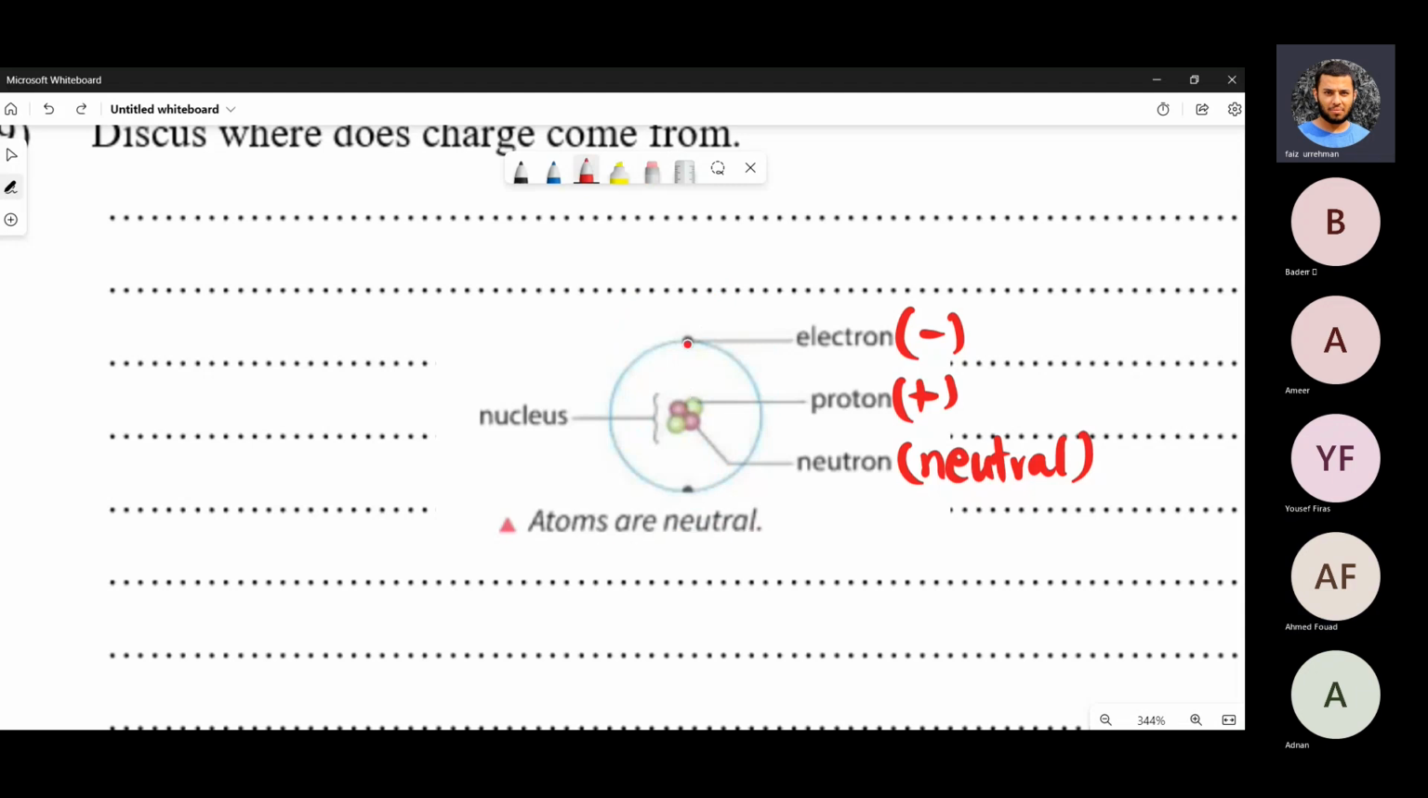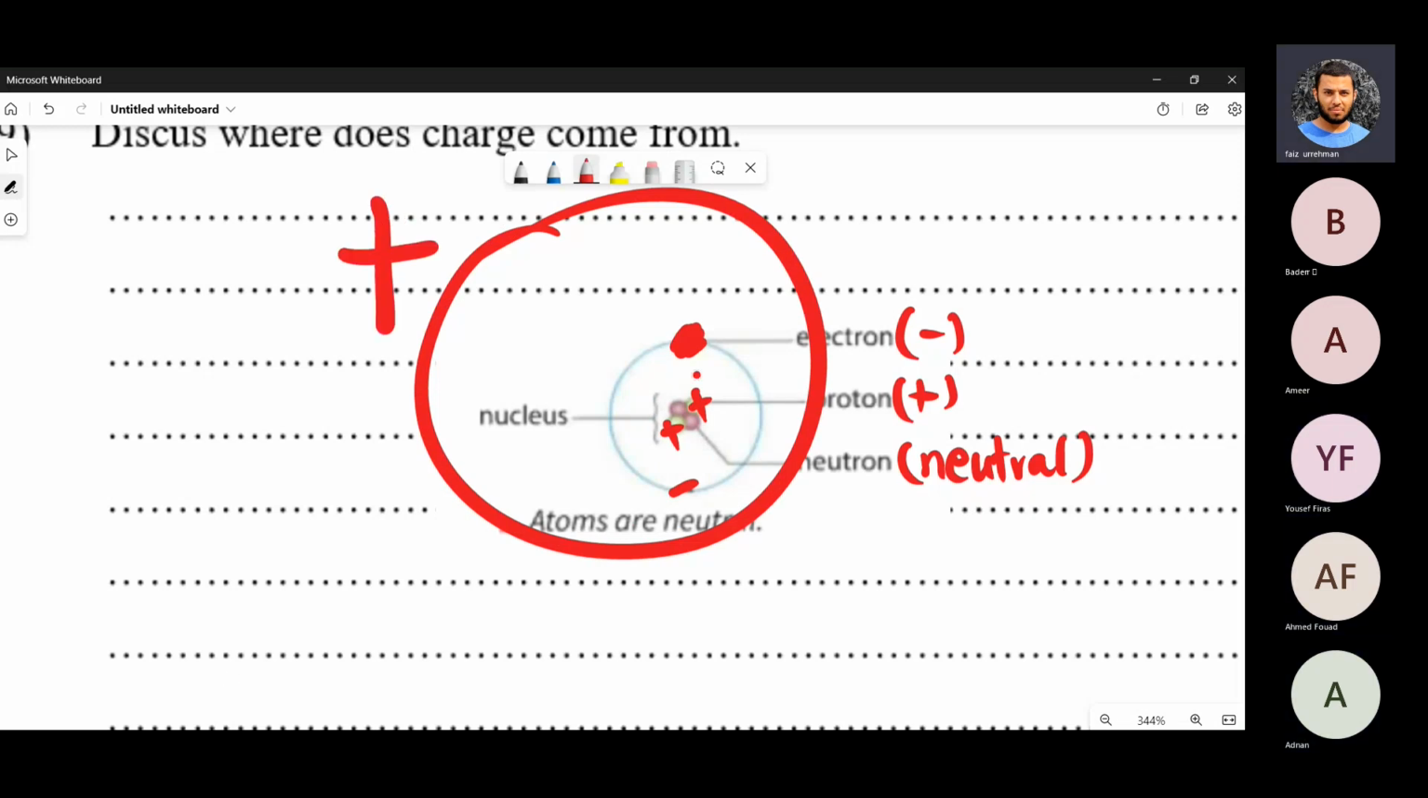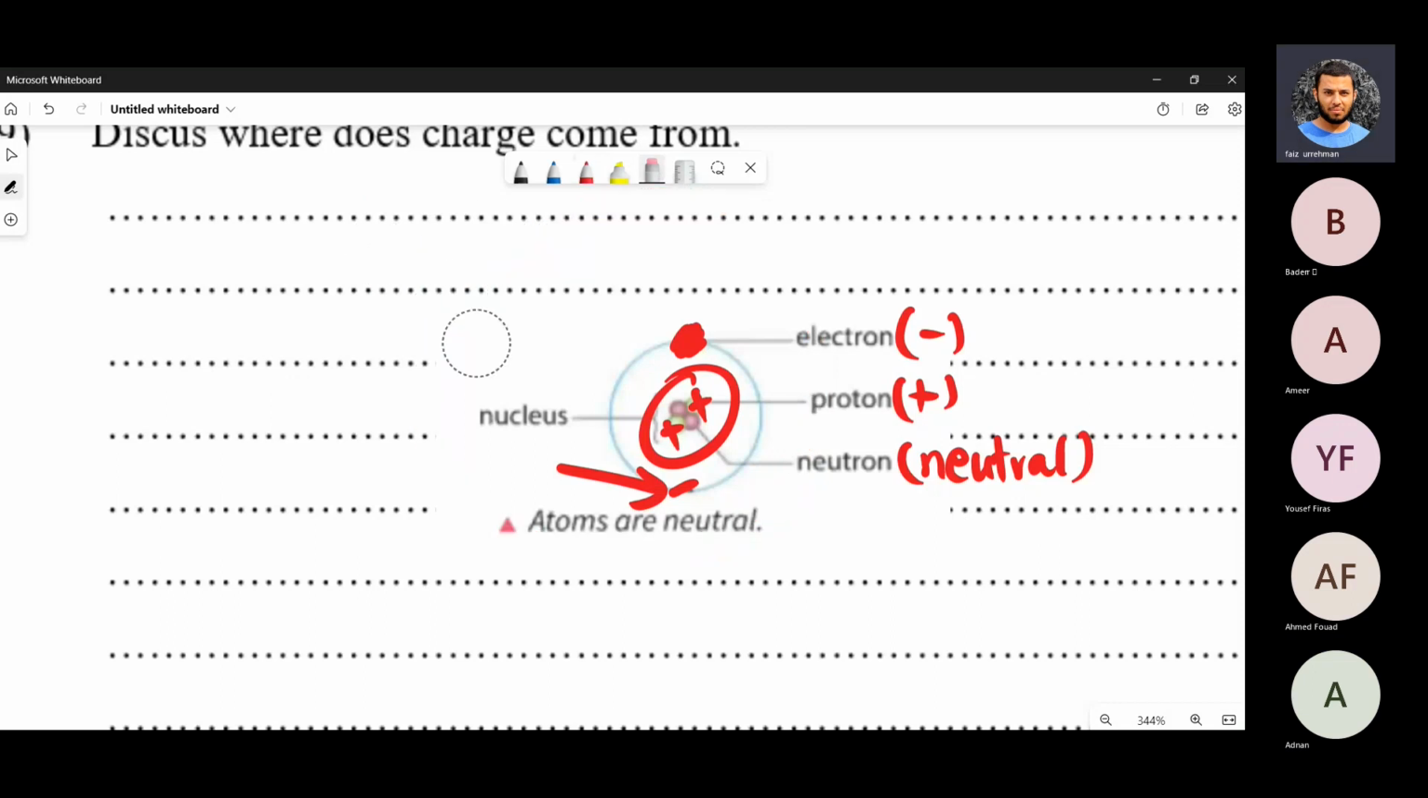Now, case two. If I steal this electron, now you have one negative and two positive. Which one is dominant? Are electrons more, or protons more? Protons are more. So what will be the overall charge of the atom? Positive, because there are two positive charges but only one negative charge. They cannot balance. So overall, it will be positive charge.